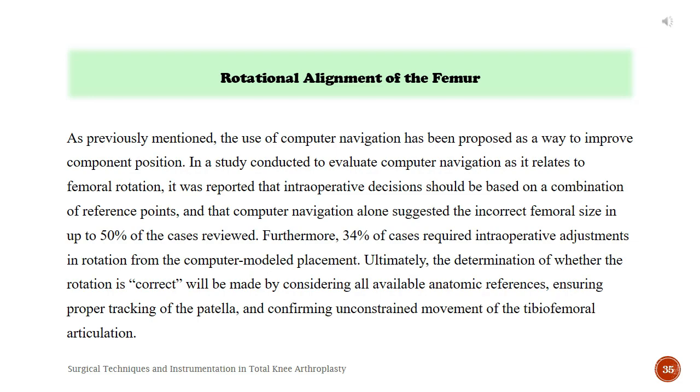As previously mentioned, the use of computer navigation has been proposed as a way to improve component position. In a study conducted to evaluate computer navigation as it relates to femoral rotation, it was reported that intraoperative decisions should be based on a combination of reference points, and that computer navigation alone suggested the incorrect femoral size in up to 50% of the cases reviewed. Furthermore, 34% of cases required intraoperative adjustments in rotation from the computer-modeled placement.